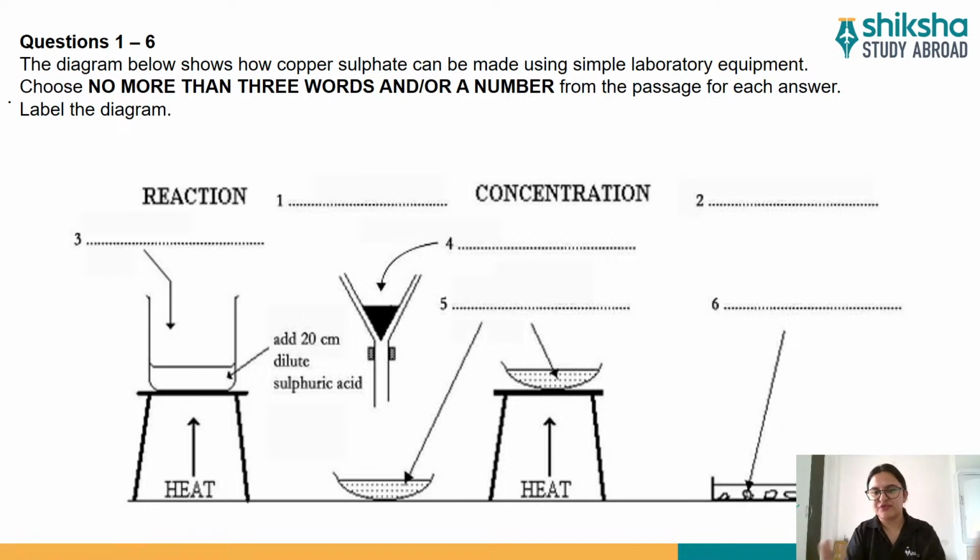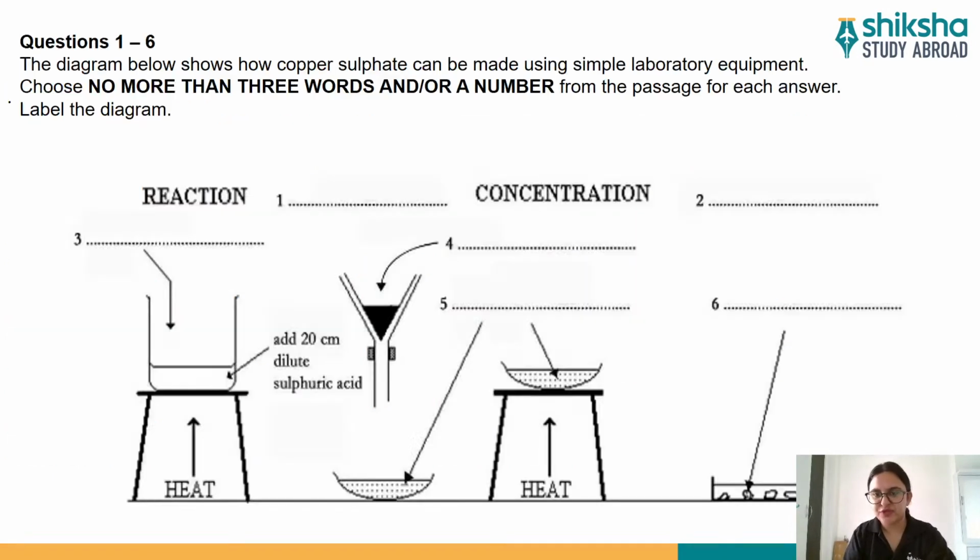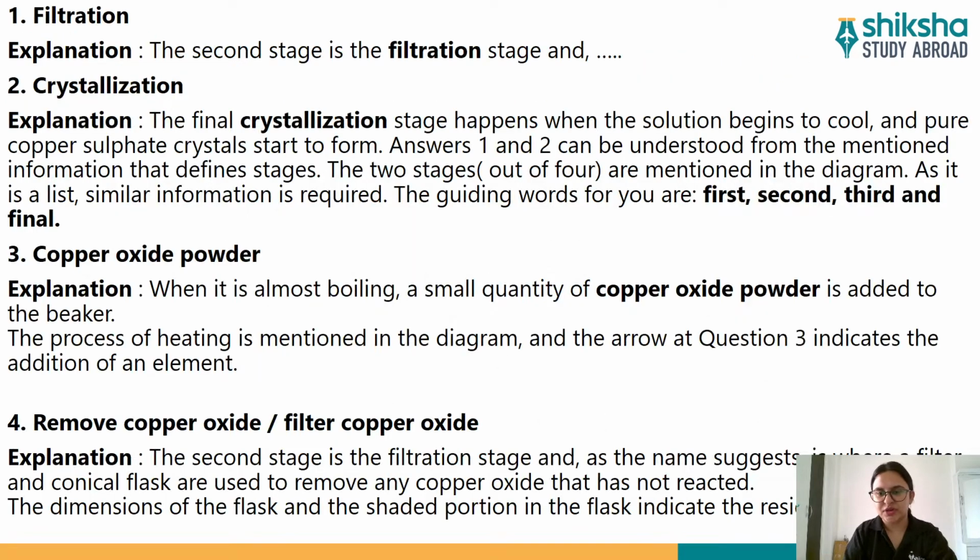What you have to do is understand the diagram, and then go back to the passage to find out which lines refer to certain stages. I have also labeled the examples as well as the explanation for those examples. So let's try to at least solve one or two questions from each of the categories.